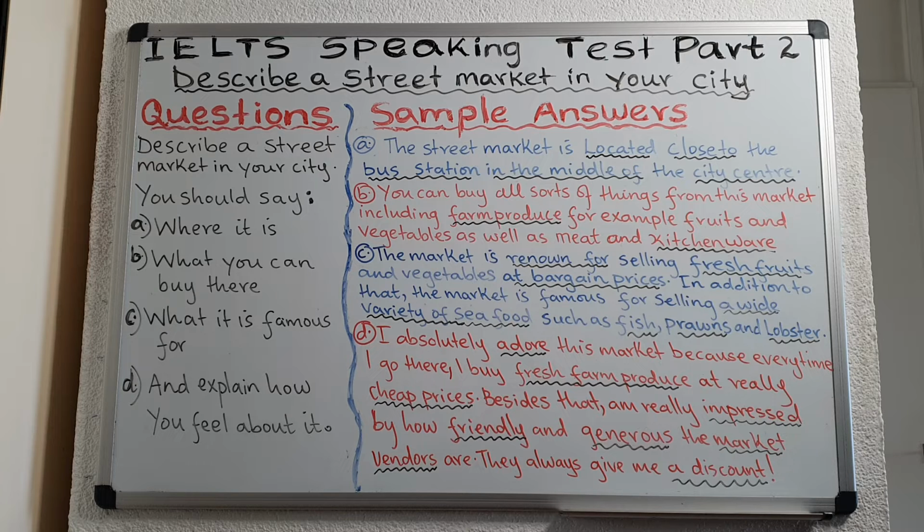Now let's move on to question B: what you can buy there. So the examiner wants to know what sort of things you can buy from that street market in your city. Now you can answer that question by saying, you can buy all sorts of things from this market, including farm produce, for example, fruits and vegetables, as well as meat and kitchenware.